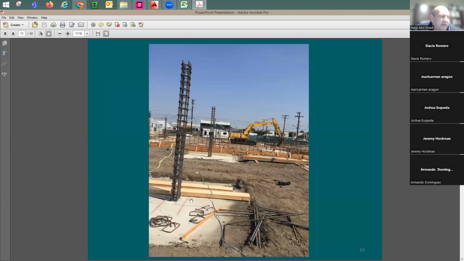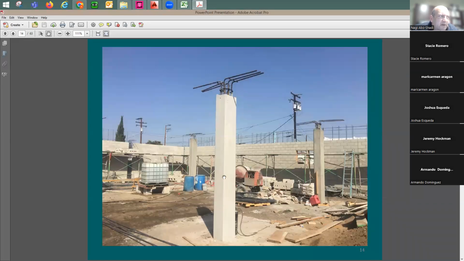Now, here's what happened. The footing is poured. And then after this, we have the column rebars sticking up. They put all the ties, they extend the column rebars. And then they start to form the column itself. And then they cast the concrete column. After that, a concrete slab is going to come on the top.